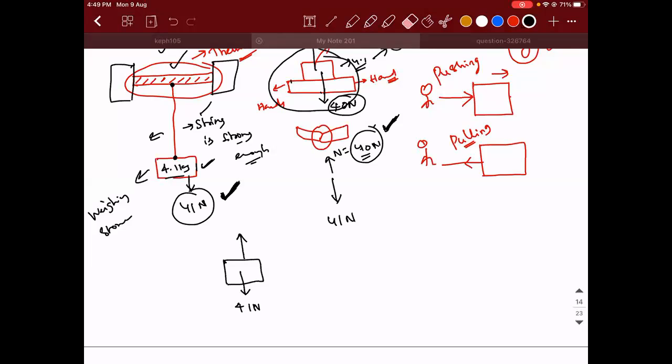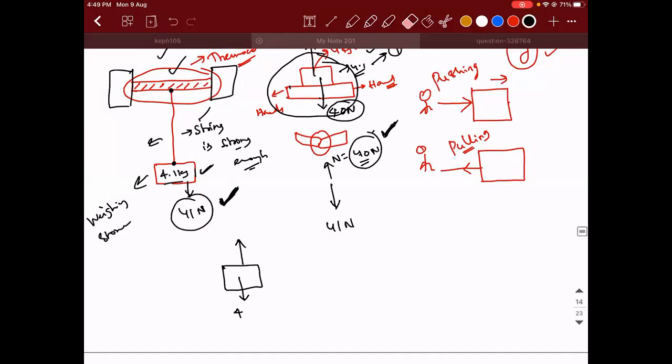So initially it was 40 Newton that was acting here, and the tension here balanced it. This tension was exactly equal to 40 Newton according to Newton's law, which was in the previous case. Now, if I take the tension here as P, the string is in contact with whom? The string is in contact with the thermocol sheet.